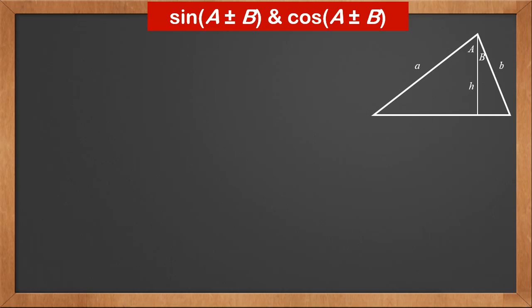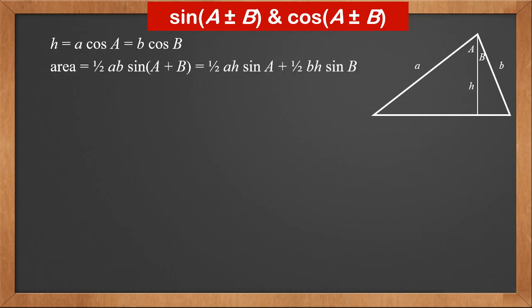Look at this diagram. The top angle of the triangle is divided by the height, h, into two angles, A and B. The two sides are a and b. We know the height, h, is either a times cosine A, or b times cosine B. The area of the triangle, using the sine rule, is half ab sine (A plus B).